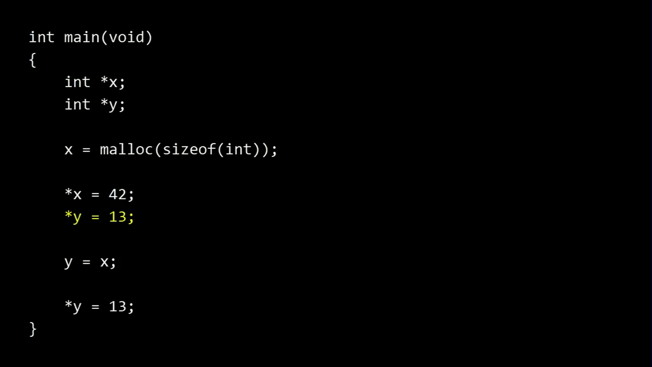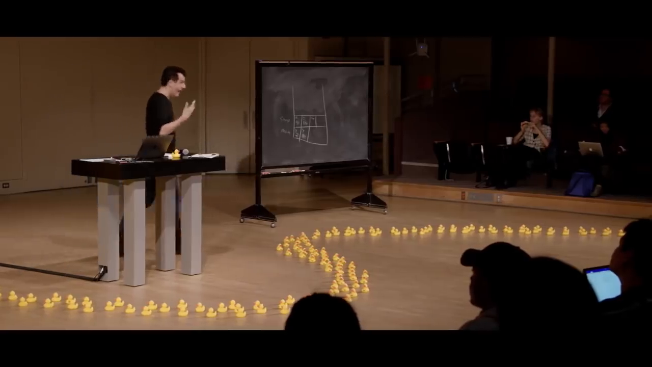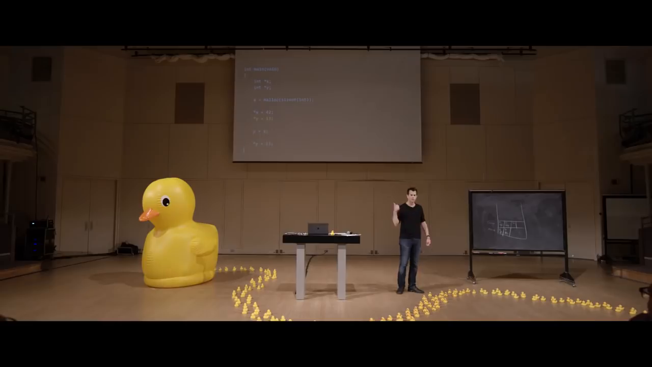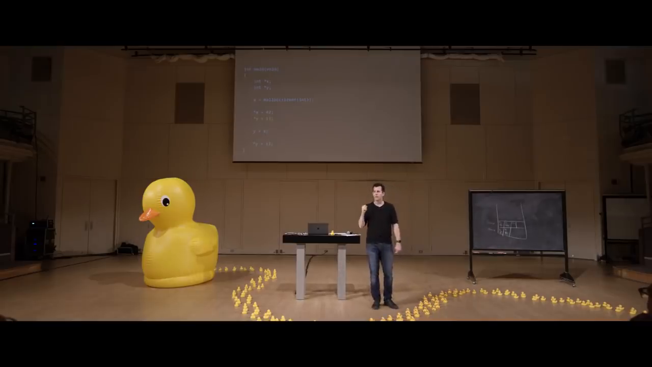So whereas x contained last week the address of an actual chunk of memory, thanks to malloc, what did y contain at that point in the story, the yellow line there? What did y contain? What value?